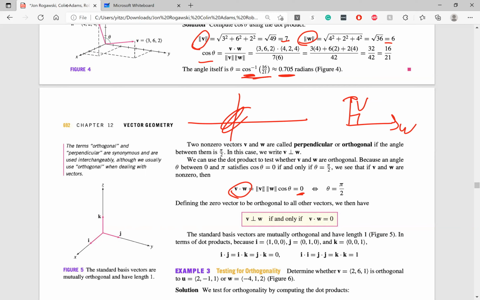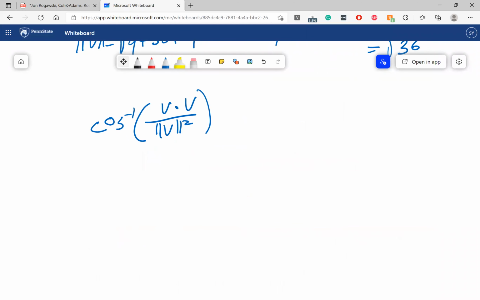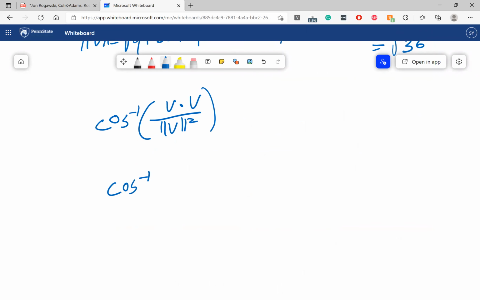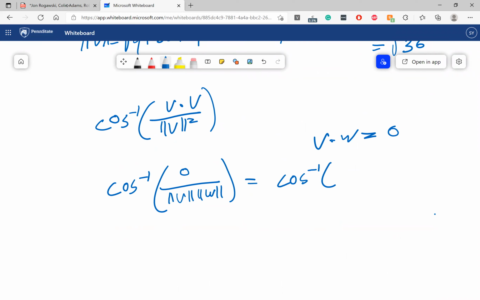The reason for that is if you go and say, I want to find cosine inverse, and now you're going to have 0 on top because you took the dot product. Let's imagine that the dot product between these two is 0, right? So you get 0 on top over the magnitude of V times the magnitude of W. That's cosine inverse of 0, and that's pi over 2.